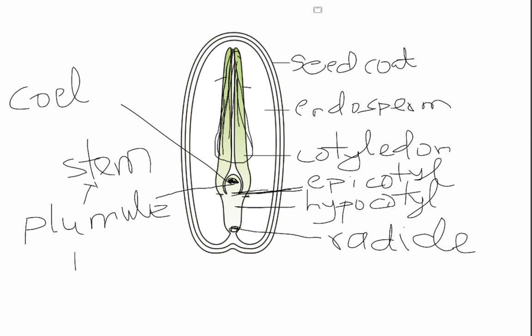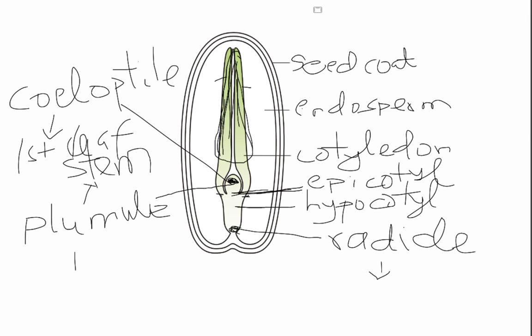We're not going to go deep into the coleoptile, it is beyond the scope of this lesson. But the coleoptile will develop to form the first leaf, while the radicle here below the hypocotyl will develop later when the seed germinates to form the roots, or rather the primary roots.